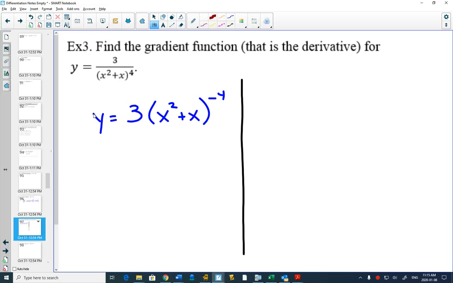So with that in mind, now we could use the power rule. My outside function is the power. How do I do a derivative of a power? The -4 would come out in front, keep the inside the same, subtract 1 from the exponent. Then the derivative of my inside function, 2x plus 1. There's a nice final answer.